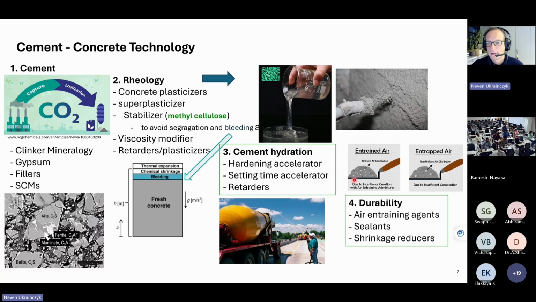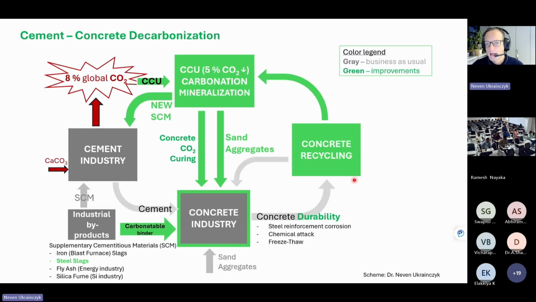And now, before we go to the theory lectures, I want to show you one cement concrete decarbonization roadmap. I was inspired by Heidelberg Cement. They made something similar, but I adjusted it even more and brought it further. So this is my view on cement concrete decarbonization. And gray would be the business as usual.